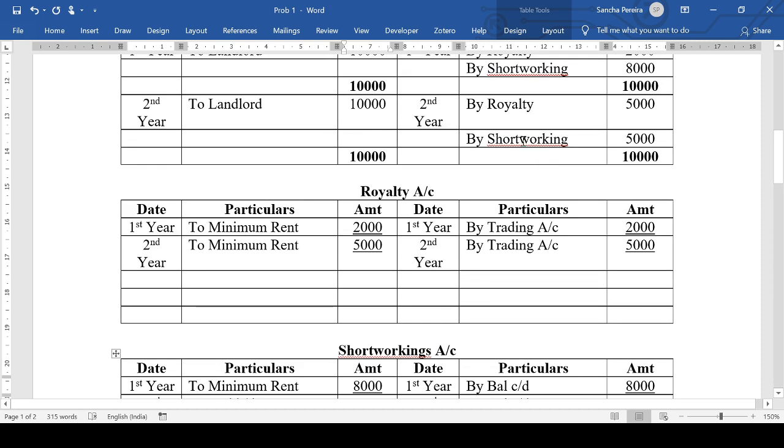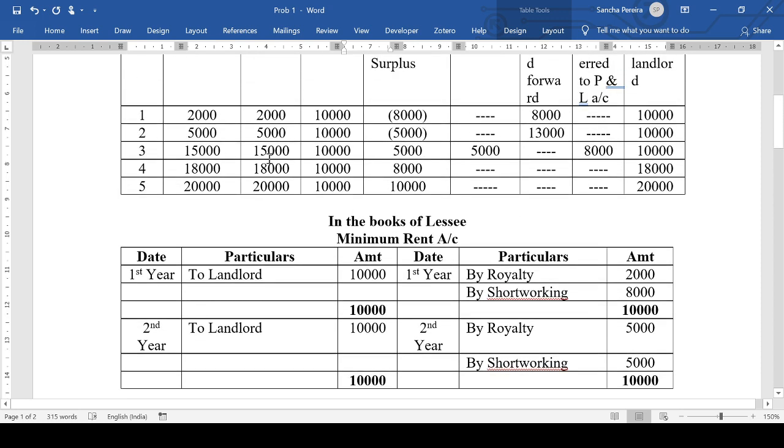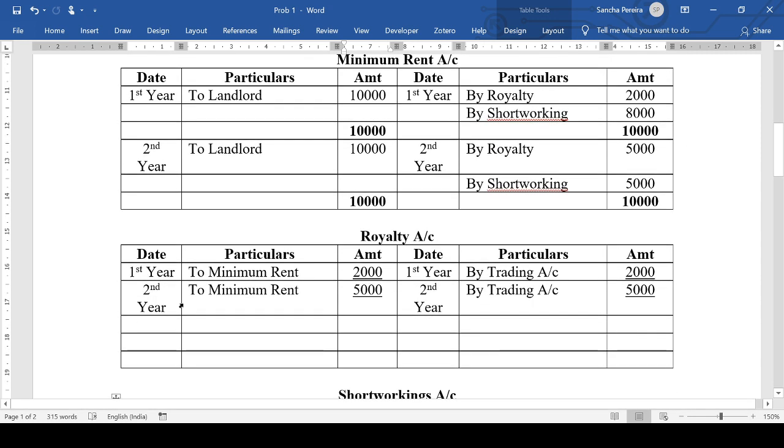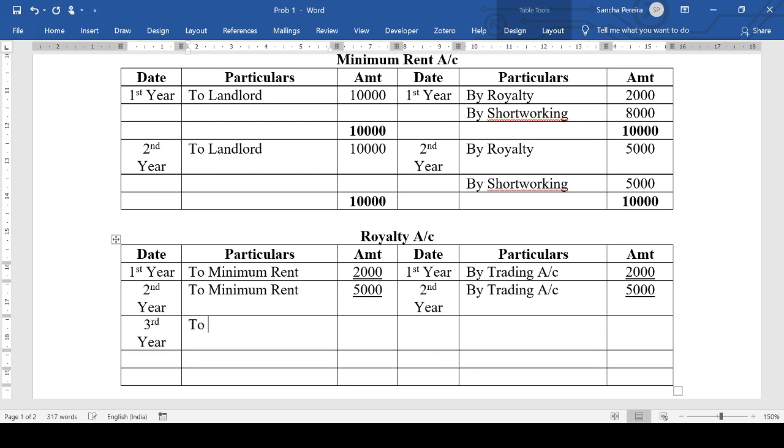Now we move to a slightly different situation in the third year where the actual royalty is more than the minimum rent, and because of that we have had some kind of recoupment, and we've also had transfer to the P&L account. So now we move to the second set of entries. What's the first entry? There's no short working now, so it's directly royalties account debit to landlord account. In royalty account, third year, you have to know the journal entries well, to landlord.